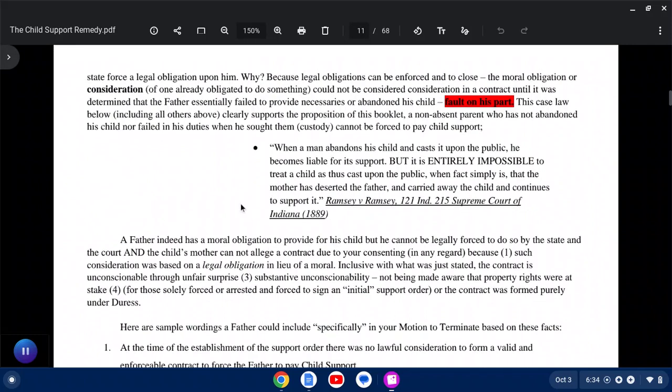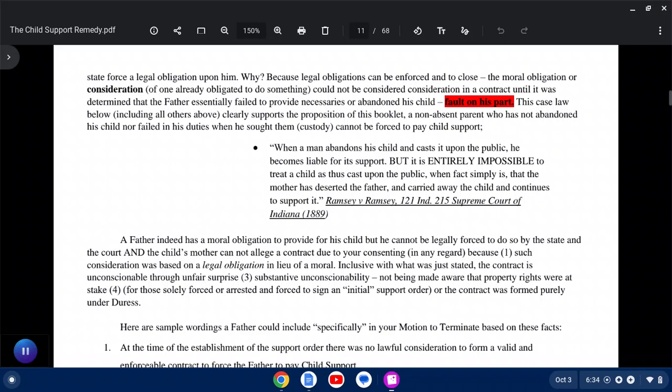I'm tripping. Why? Because legal obligations can be enforced, and to close, the moral obligation or consideration of one already obligated to do something could not be considered consideration in a contract until it was determined that the father essentially failed to provide necessaries or abandoned his child. Fault on his part.